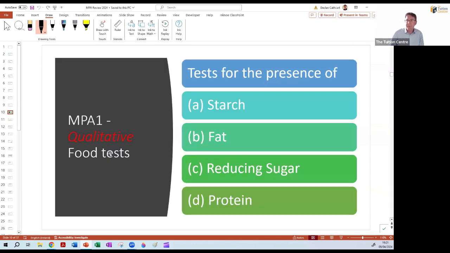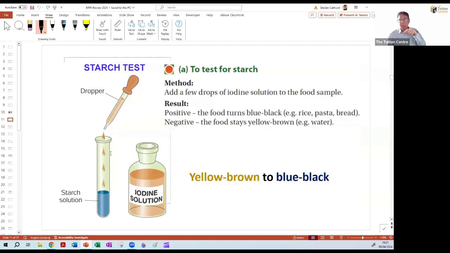Let's look at this. These are the 4 tests: starch, fat, reducing sugar, protein. This is the starch test, right? Look at the colors, get the colors straight. Yellow-brown to blue-black. You add a few drops. If the food is solid, you can put the iodine solution straight on the food, or you can take the food, mix it up in water, and add it. What's your control?